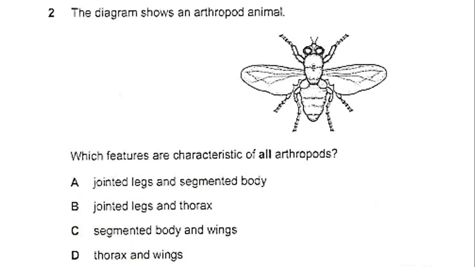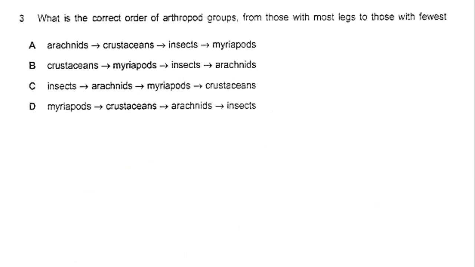Do all of them have jointed legs and a thorax? Yes, they all have jointed legs, but do all have a thorax? Of course not. Do all of them have wings? No. So the correct answer here is jointed legs and segmented bodies. Let's look at the other question.